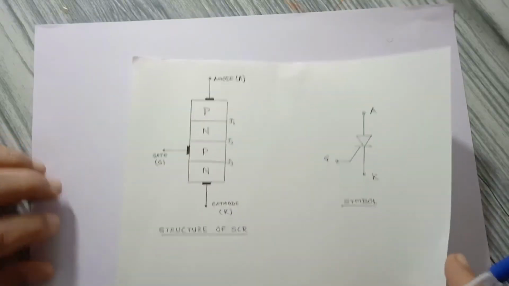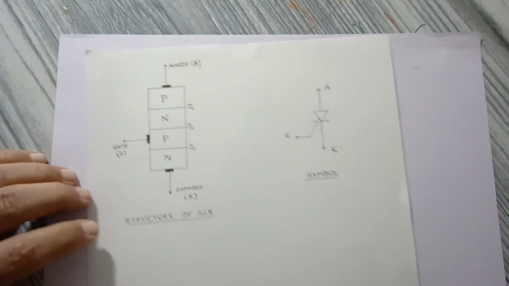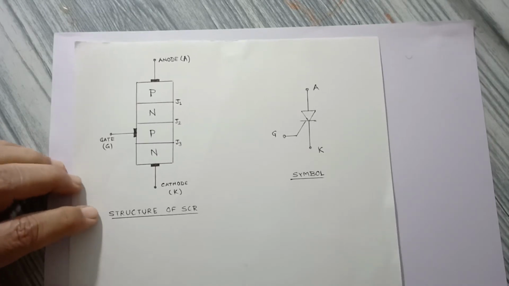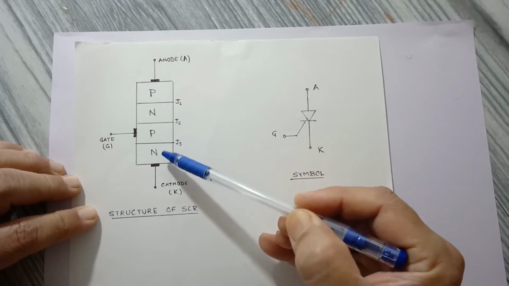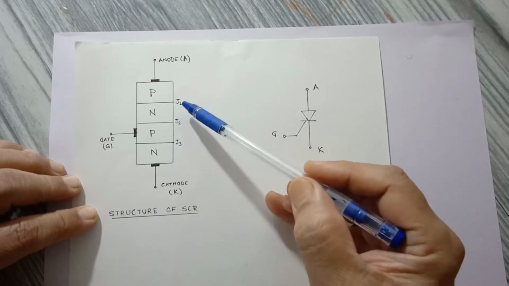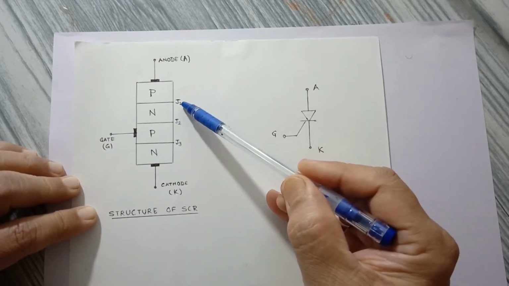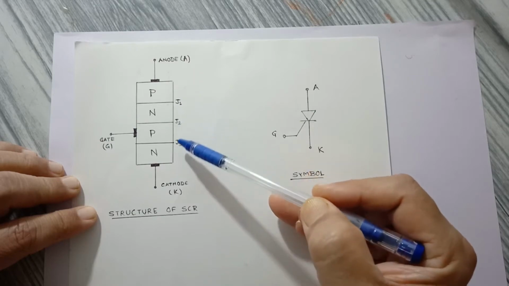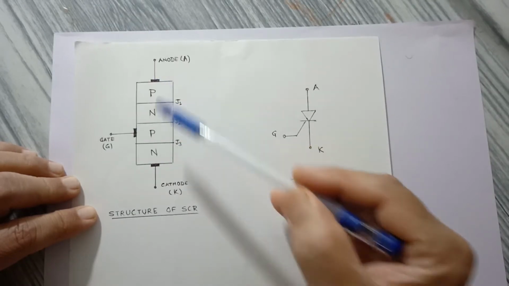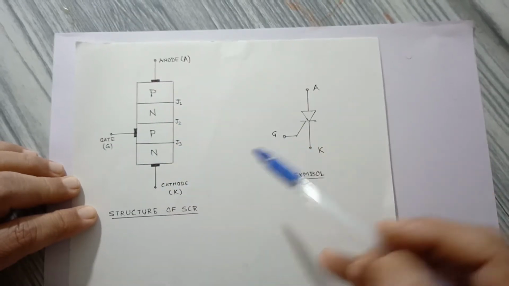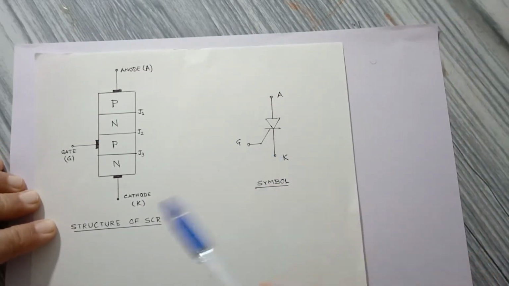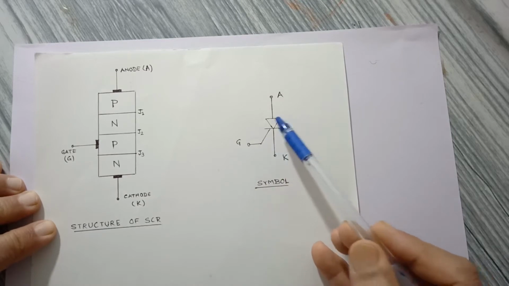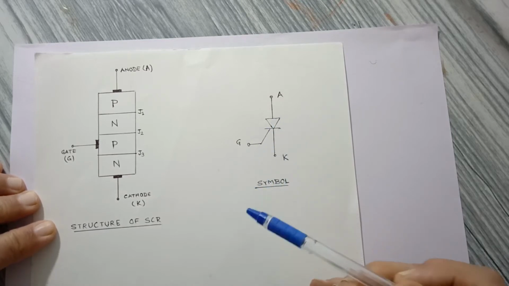Hello friends, in the last lecture we have seen that the structure of SCR is like this. It is a four-layer semiconductor device and it has three junctions J1, J2, J3, and three terminals: anode, cathode and gate. Its symbol is standardized like this: anode, cathode and gate, and the gate will have its control on the operation of SCR.